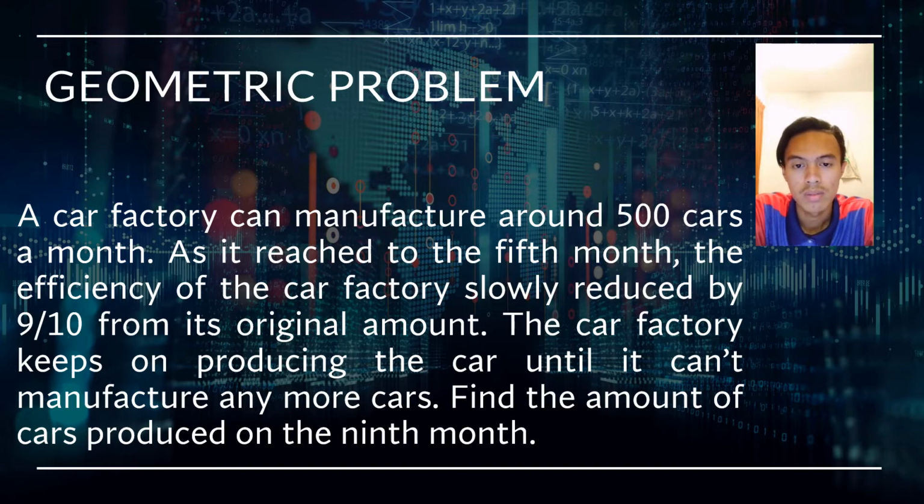The geometric problem for my group is: a car factory can manufacture 500 cars a month. As it reached the fifth month, the efficiency of the car factory slowly reduced by 9/10 from its original amount. The car factory keeps on producing cars until it cannot manufacture any more cars. The question is, find the amount of cars produced in the 9th month. That's all for me. Thank you.